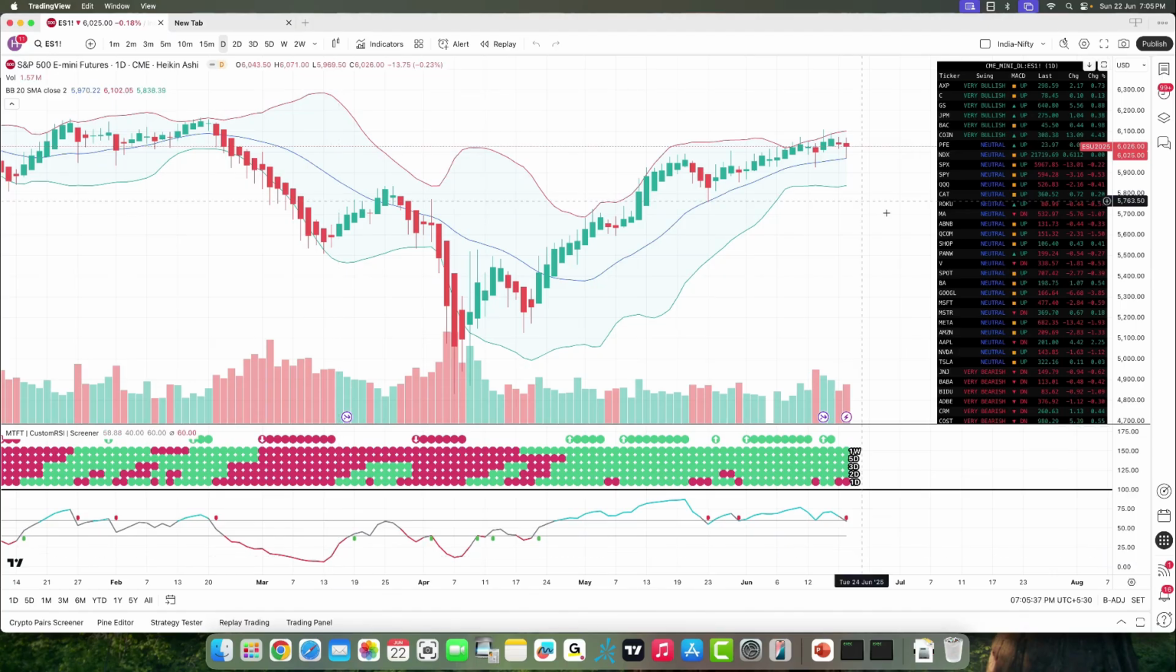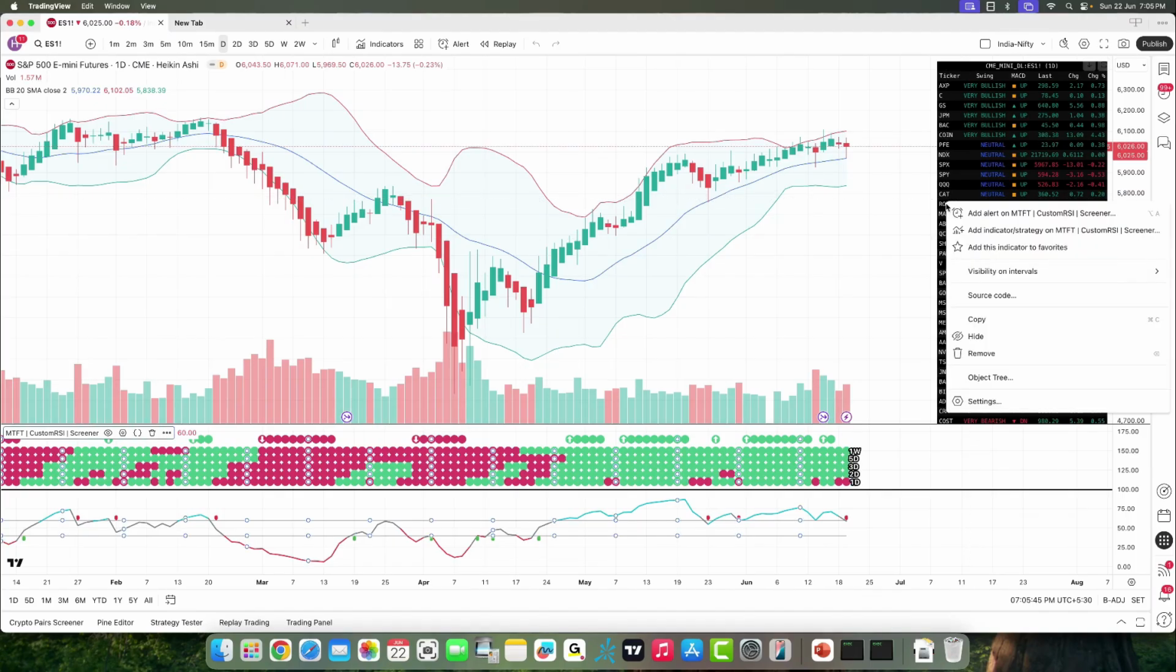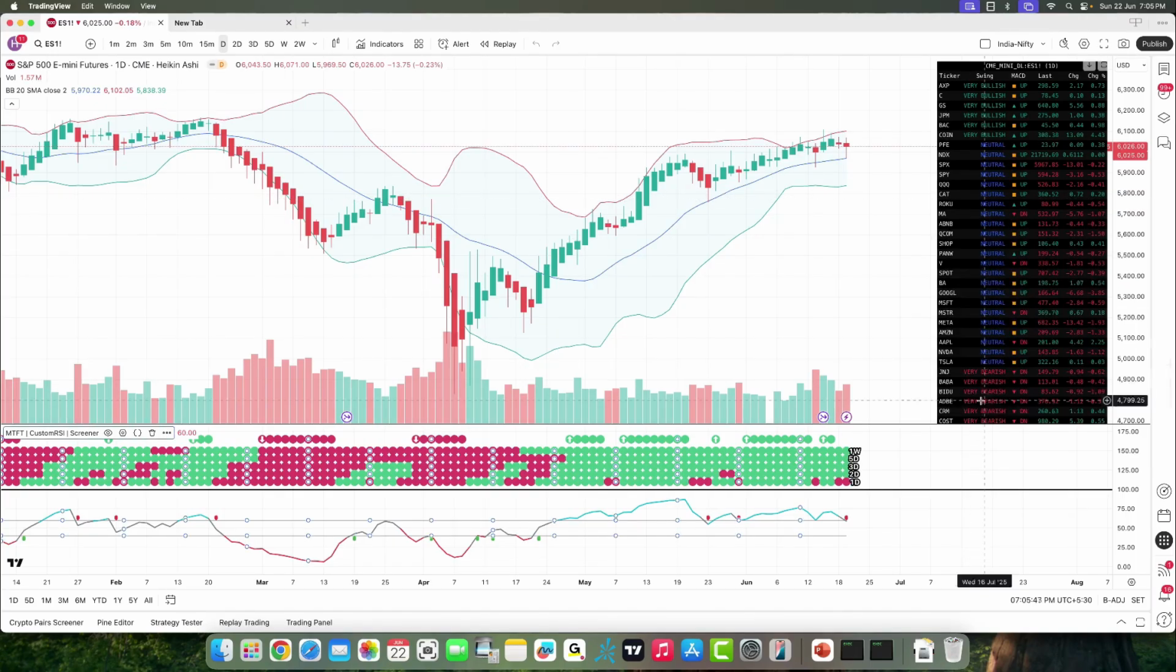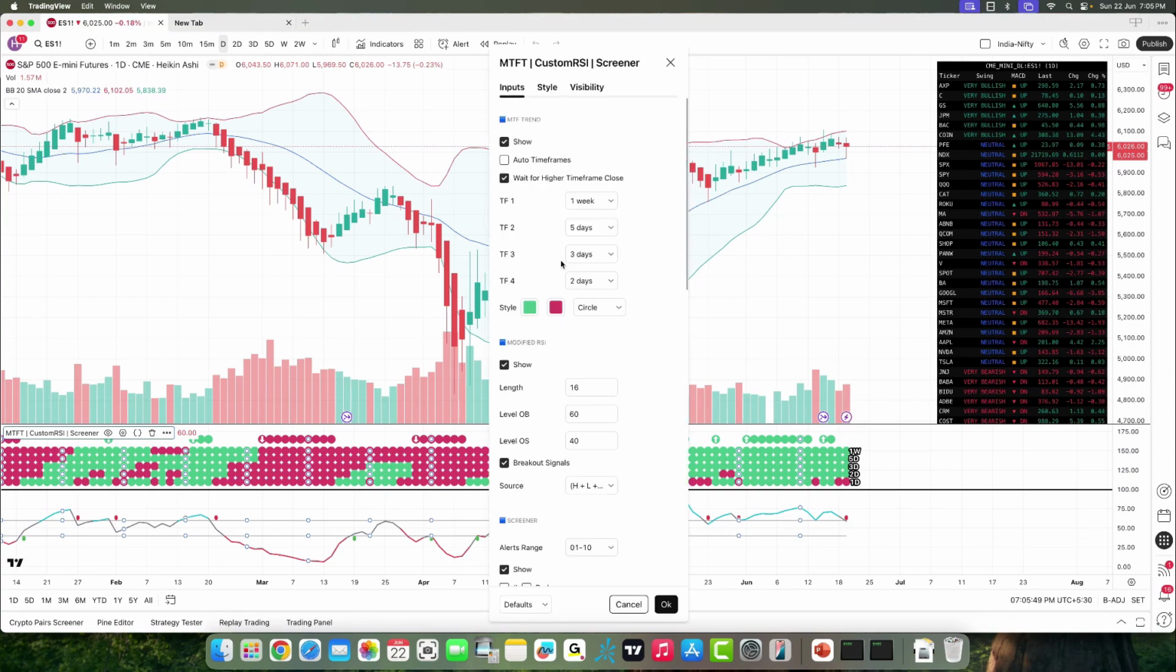Finally, you have the watch list indicator on the right side over here, and this is all customizable. So let me just briefly show you how these indicators are customized right here. All you need to do is right click and go into the settings, and you can see the multi-time frame settings is right here. You don't need to set the 1 day, that is the time frame of the chart itself. And then you can see 2 days, 3 days, 5 days, and 1 week.